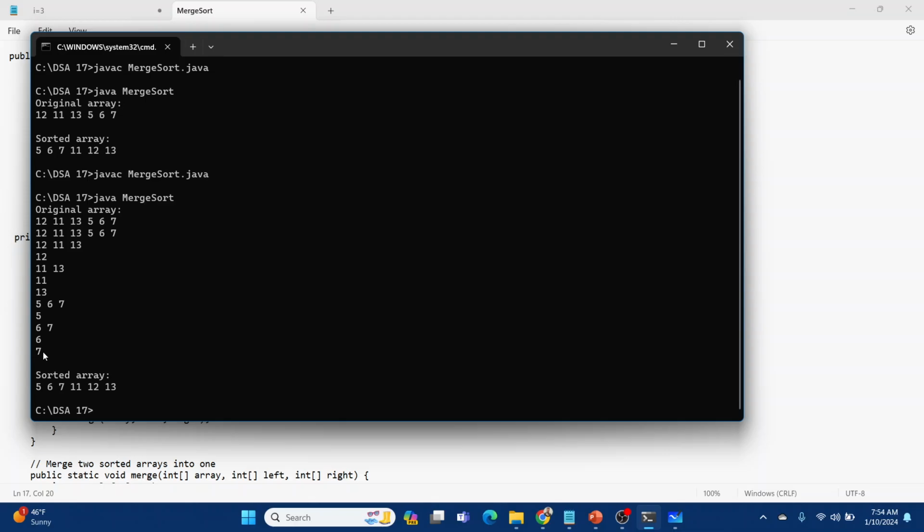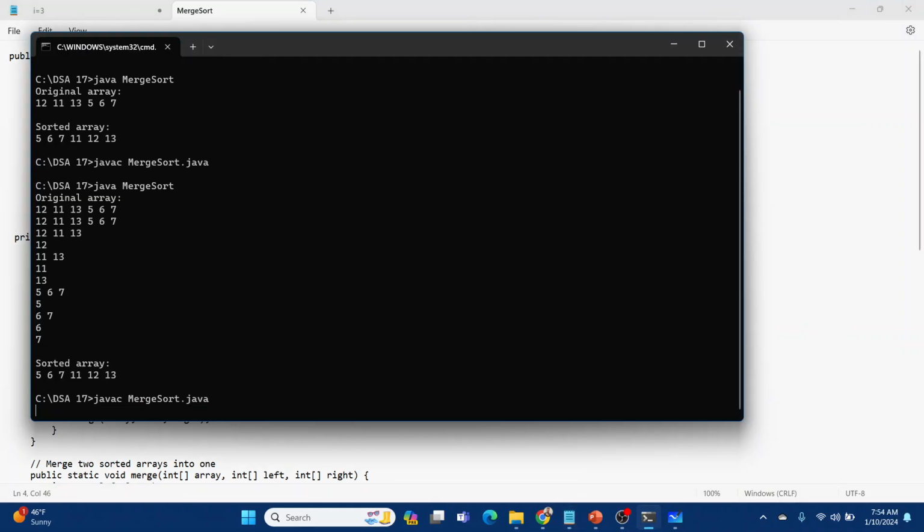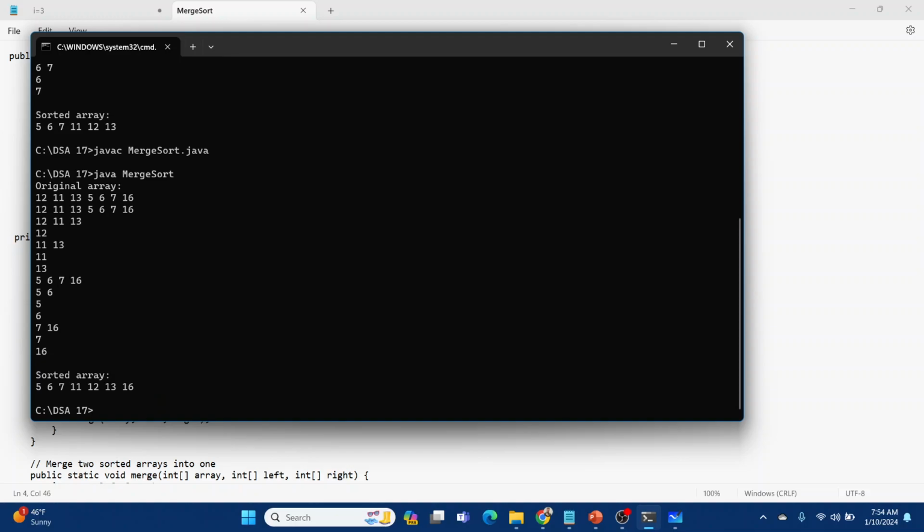So you can take this one step further, like we'll put one more element, 16, over here. So we'll try to compile this. So 12, 11, 13 over here, 5, 6, 7, 16. So 5, 6 is divided together, then 7, 16 was divided together. So that is how it is dividing the array. That's our divide part.